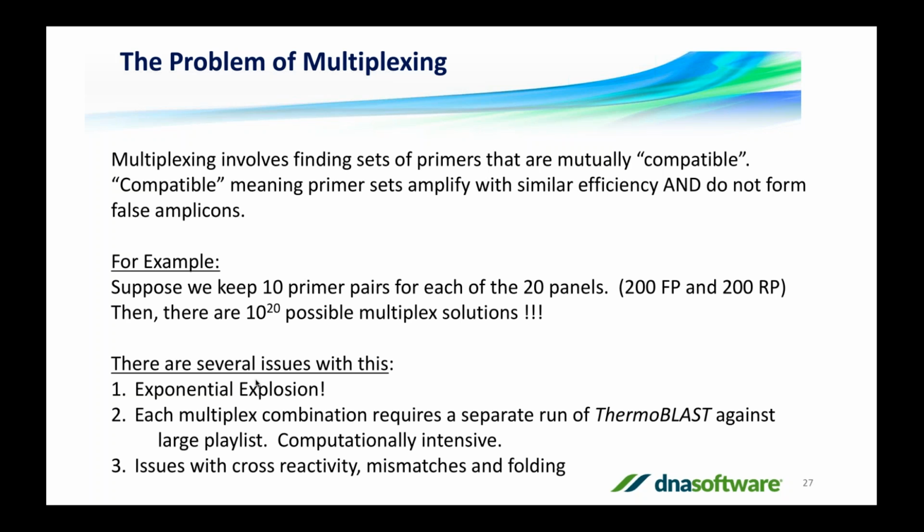Huge number of possibilities. Many more than any group of humans could ever try. Many more than most computers could try nowadays. So what we need here is not brute force. We need an elegant algorithm that can solve this exponential explosion that occurs when you go to larger multiplexes. I might add that each of those 10 to the 20th possibilities would require running a separate ThermoBLAST in order to check for false amplification. So that's even worse than you might think.